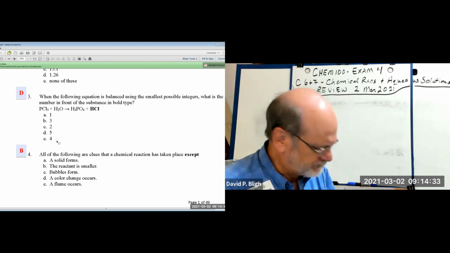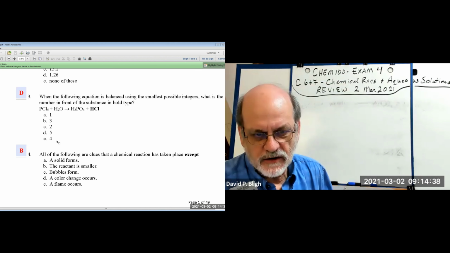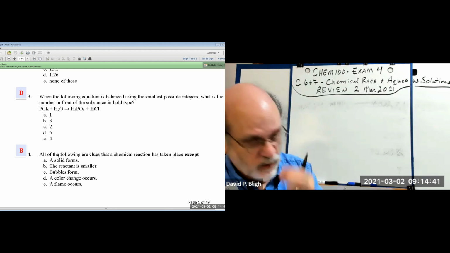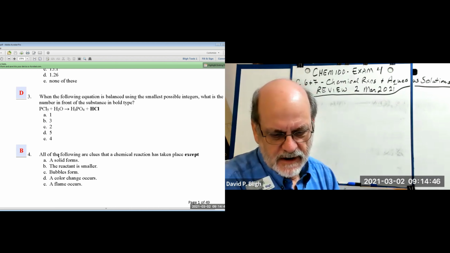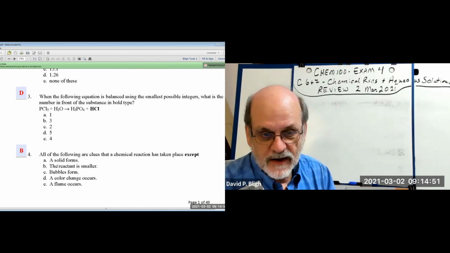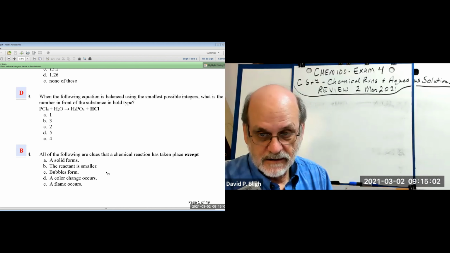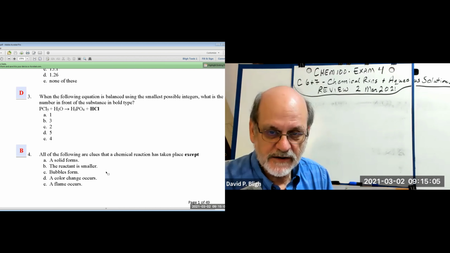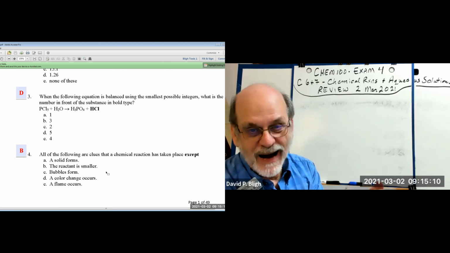How about number 4? Which one of these is not a clue for a chemical reaction? How about a solid forming? What do we call that? Precipitation. If precipitation is occurring, you've got a chemical reaction. How about the reactant is smaller? What do they mean by that? Does that mean the amount of reactant becomes less? Can we say with the reactant becoming less that we have a chemical reaction? Not by itself.